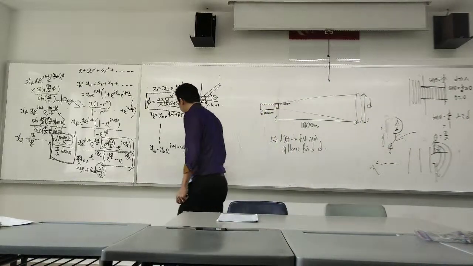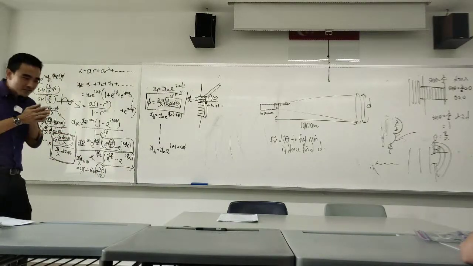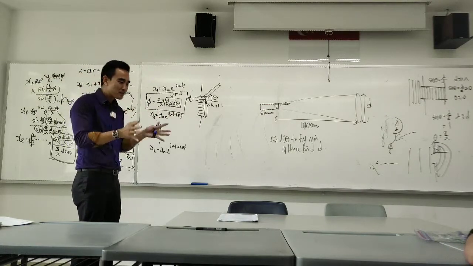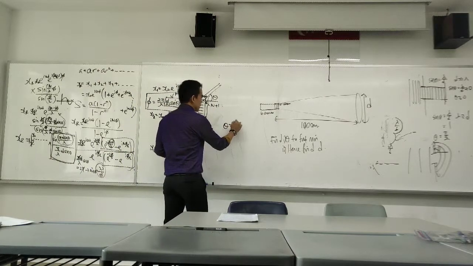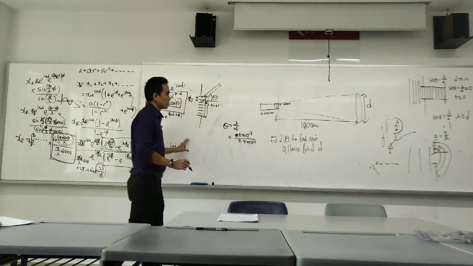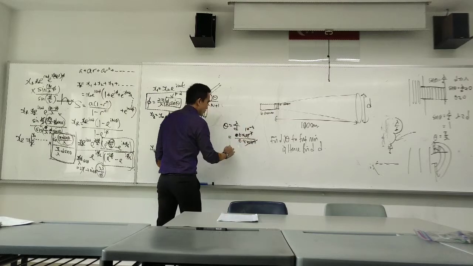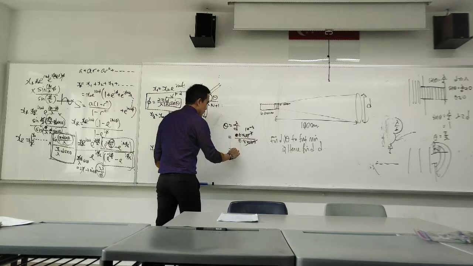Basically, the idea is that I'm showing you that things spread out. No matter what you do, this is physics. There's nothing you can do about it. It just spreads. So theta is equal to lambda upon d, which is going to be 0.6 times 10 to the power of minus 7, then divided by 10 to the power of minus 4.